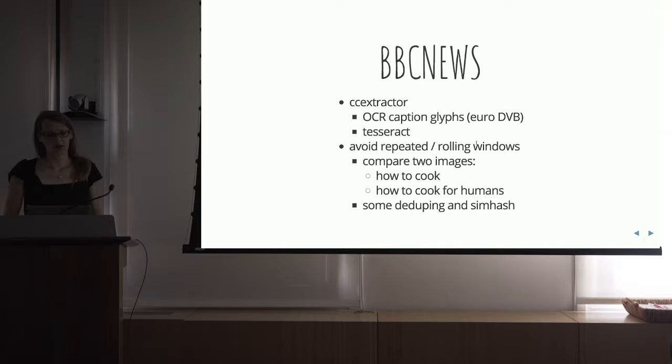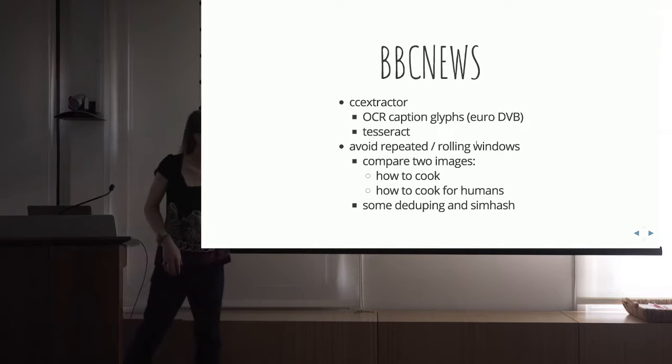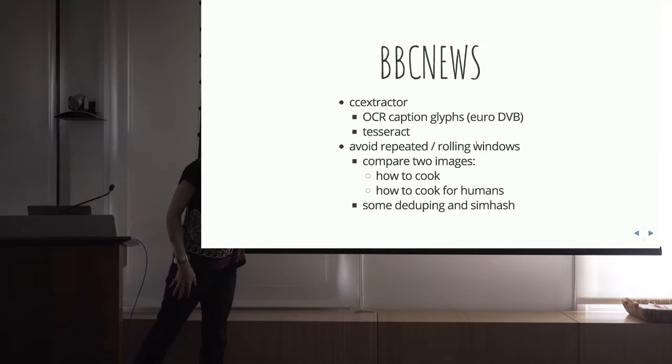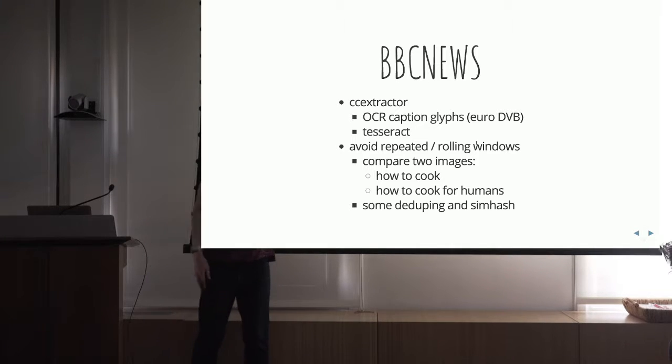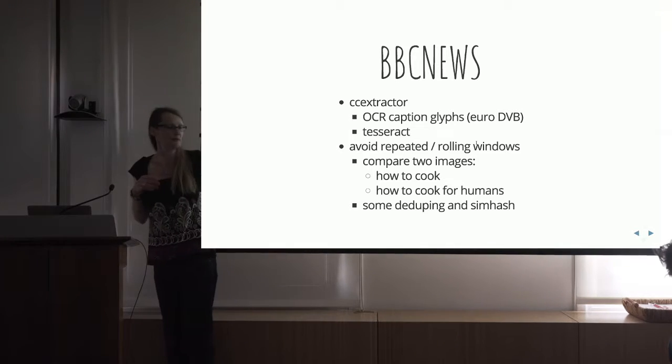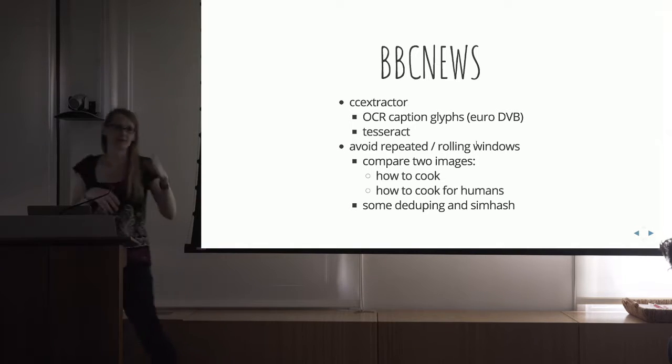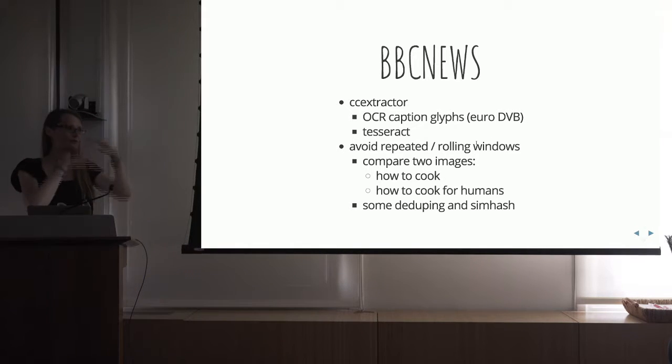So I've been playing with laying images over each other and seeing if this one fits, or is very close to fitting, inside that image, then probably you can just throw this one out because it's sort of rolling. BBC will roll the captions, and they'll sometimes repeat them, and then they'll do two lines that roll up and inch up. And then again, I'm doing some deduping with SimHash and things like that.